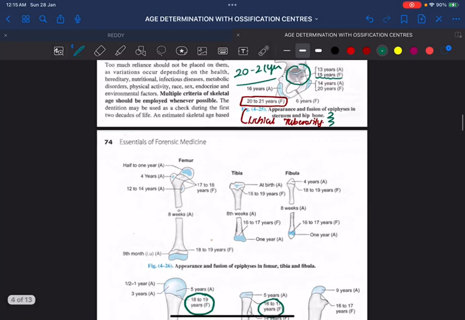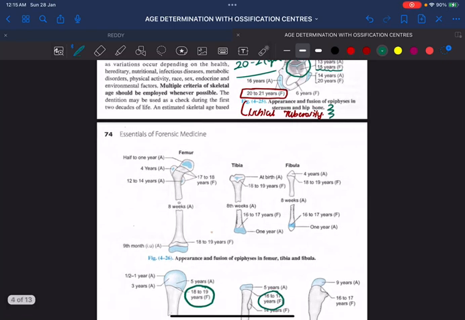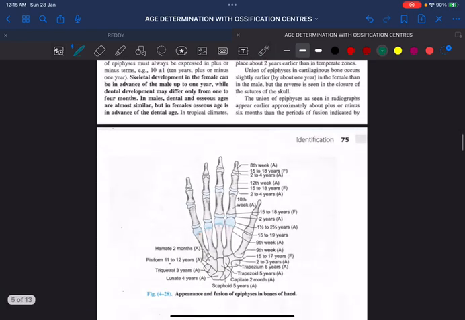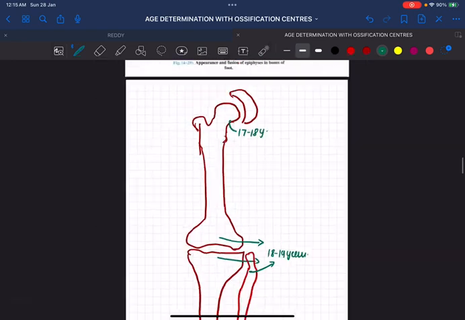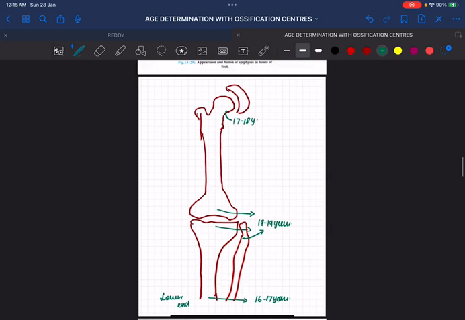Then coming to the femur, tibia, fibula, humerus, radius and ulna. Very easy, very easy. Six bones we will finish in 2 minutes. Just keep this picture in mind. This is the upper end of the femur. Hope you know the parts of the long bones. This is the lower end of the femur. Again, this is the upper end of the tibia and fibula. This is the lower end of the tibia and fibula.